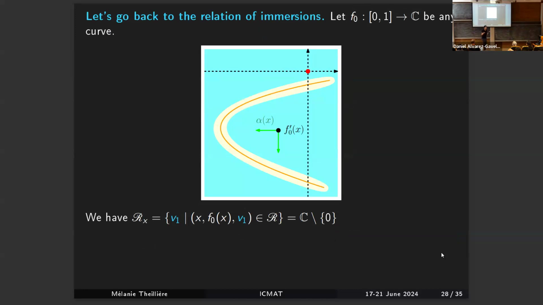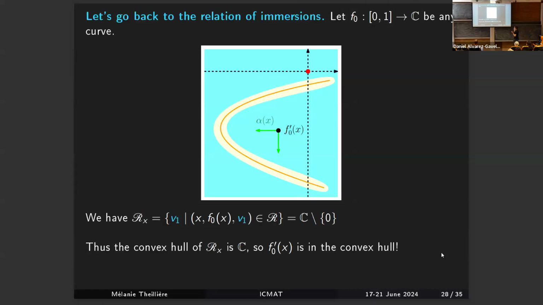And well, the convex hull of C except 0 is the entire space. So here the convex hull is all the plane. So F0 prime is in the convex hull. So we could use the corrugation process to build a holonomic solution. And in fact, the relation such that the convex hull of the slice is all the space is usually called ample. So we will see in the next lecture in higher dimensions.